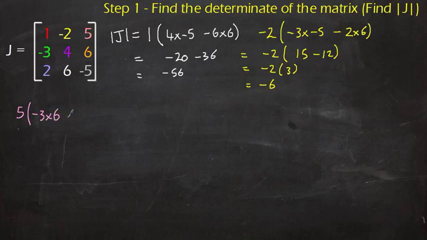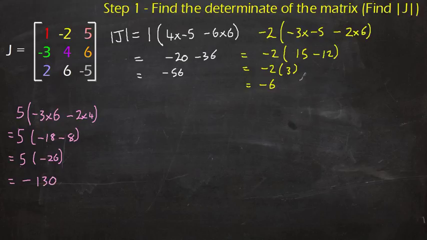And next we have the third element of the first row. So we take that 5 and we multiply it by the diagonals of what's left. So it'll be 5 lots of minus 3 times 6, take away 2 4s. And that comes out as being 5 lots of minus 18 minus 8, which is 5 lots of minus 26, which is of course 5 lots of minus 20 plus 5 lots of minus 6, if you want to see it that way.